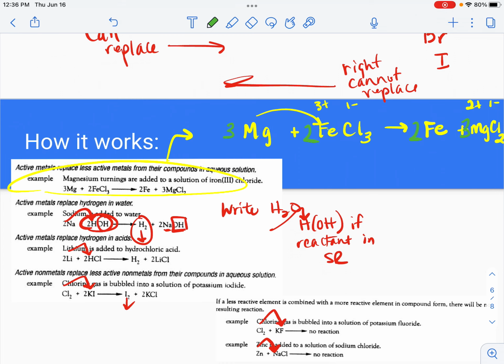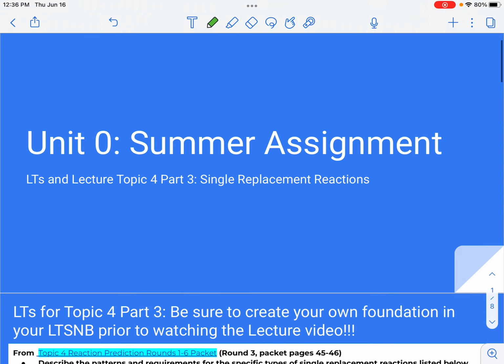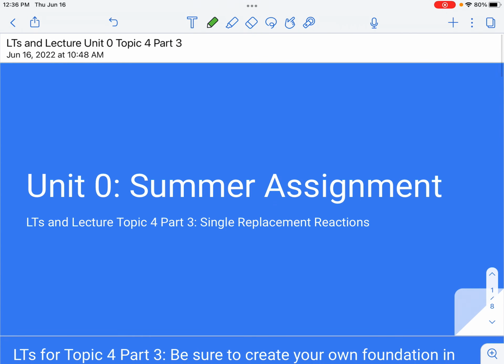Okay, so just be super careful. Make a list of questions if you have them, and make sure that you practice carefully using your activity series and making sure that you're paying attention to charges and balancing equations, etc.